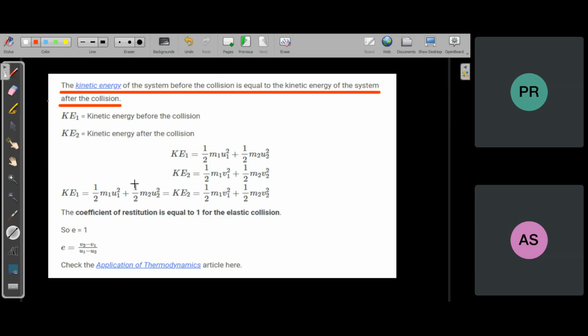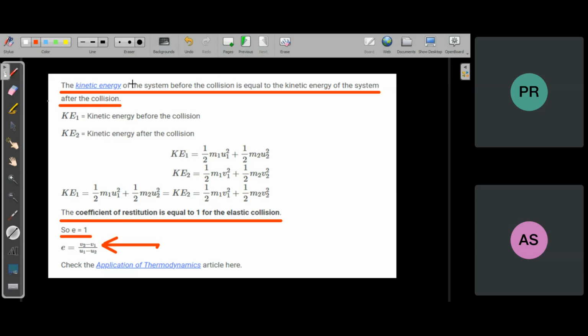Now, one more feature you will understand is that the coefficient of restitution for an elastic collision comes out to be 1. You can also derive that by writing the equation of conservation of momentum and the equation initial kinetic energy equal to final kinetic energy. When you simplify and find the coefficient of restitution, you will see that it comes out to be 1. So the coefficient of restitution will be 1 for a perfectly elastic collision.